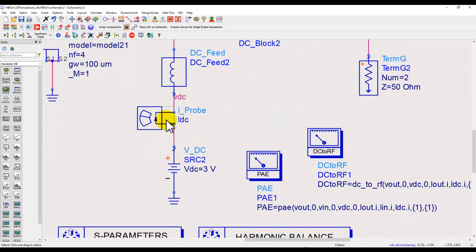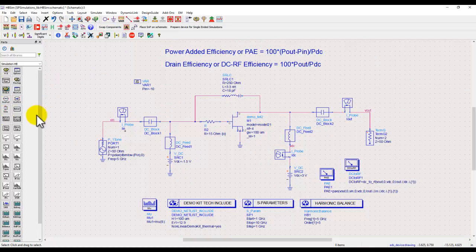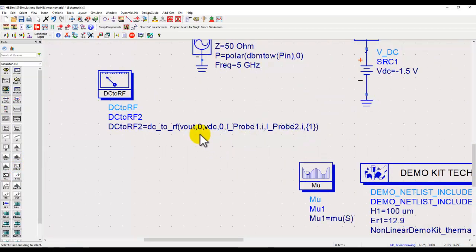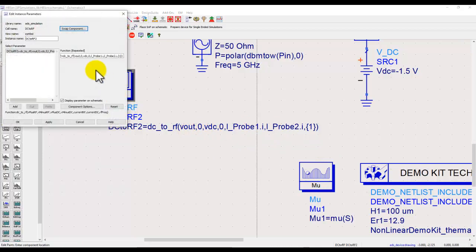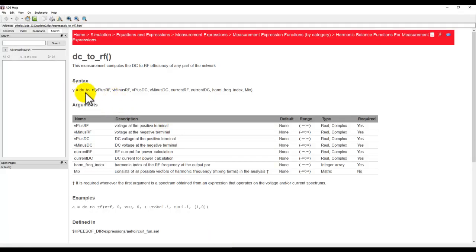Now at the DC bias line, I have connected a DC current probe, named it IDC, and given a wire label VDC. This will help us do the PDC calculation. With these things in place, if we go to the simulation HB template and look at the measurement functions here, we do have the DC to RF function. The syntax is pretty straightforward, but in case you have some confusion, double click and open the help document. This help page explains the syntax and the related details.